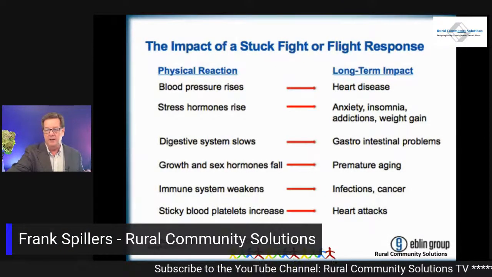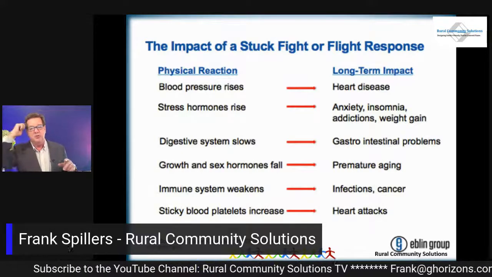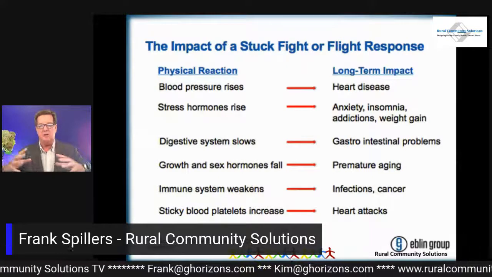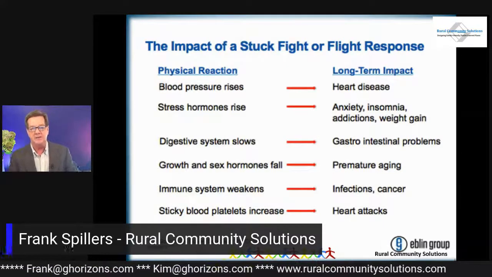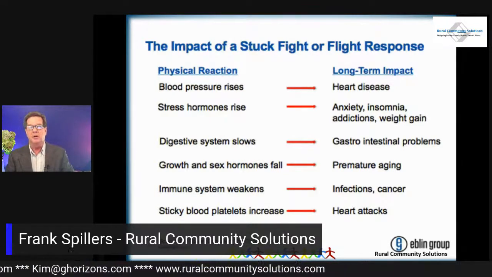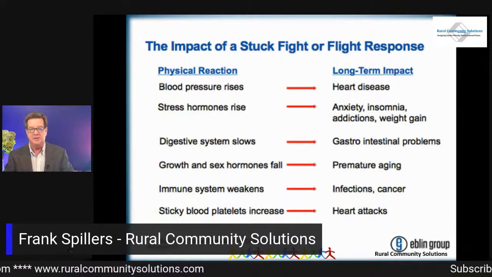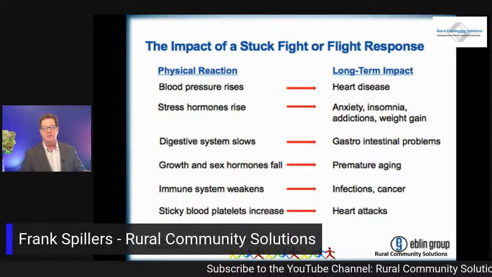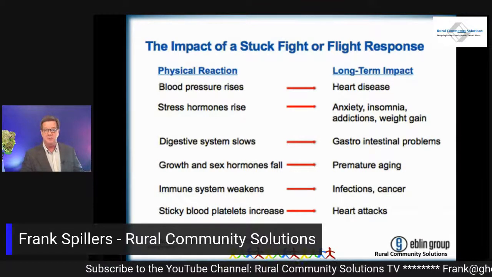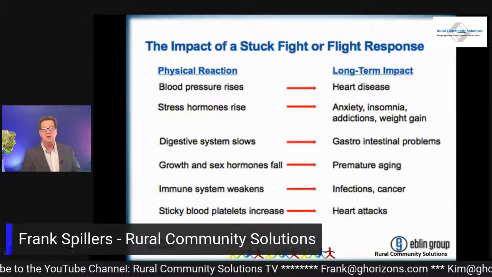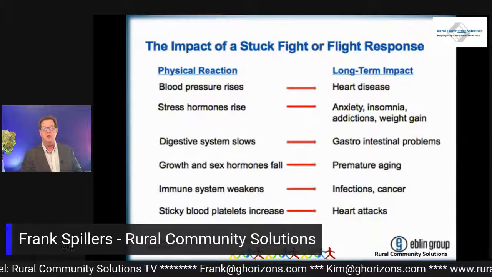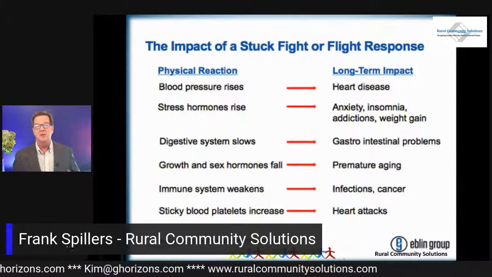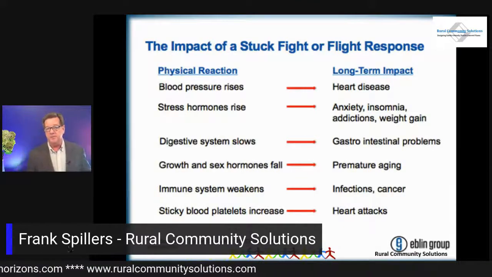Now, this is from the Chopra Center, but it is a chart showing that when your blood pressure rises and you have high blood pressure, you are in line for heart disease. When your stress hormone rises, you have anxiety, insomnia, you can have addictions, you can have weight gain. When your digestive system slows down, the physical reaction of stress, when you don't eat, I mean, you're going through so much, you're not hungry. So your digestive system slows down. Well, you could have gastrointestinal problems.